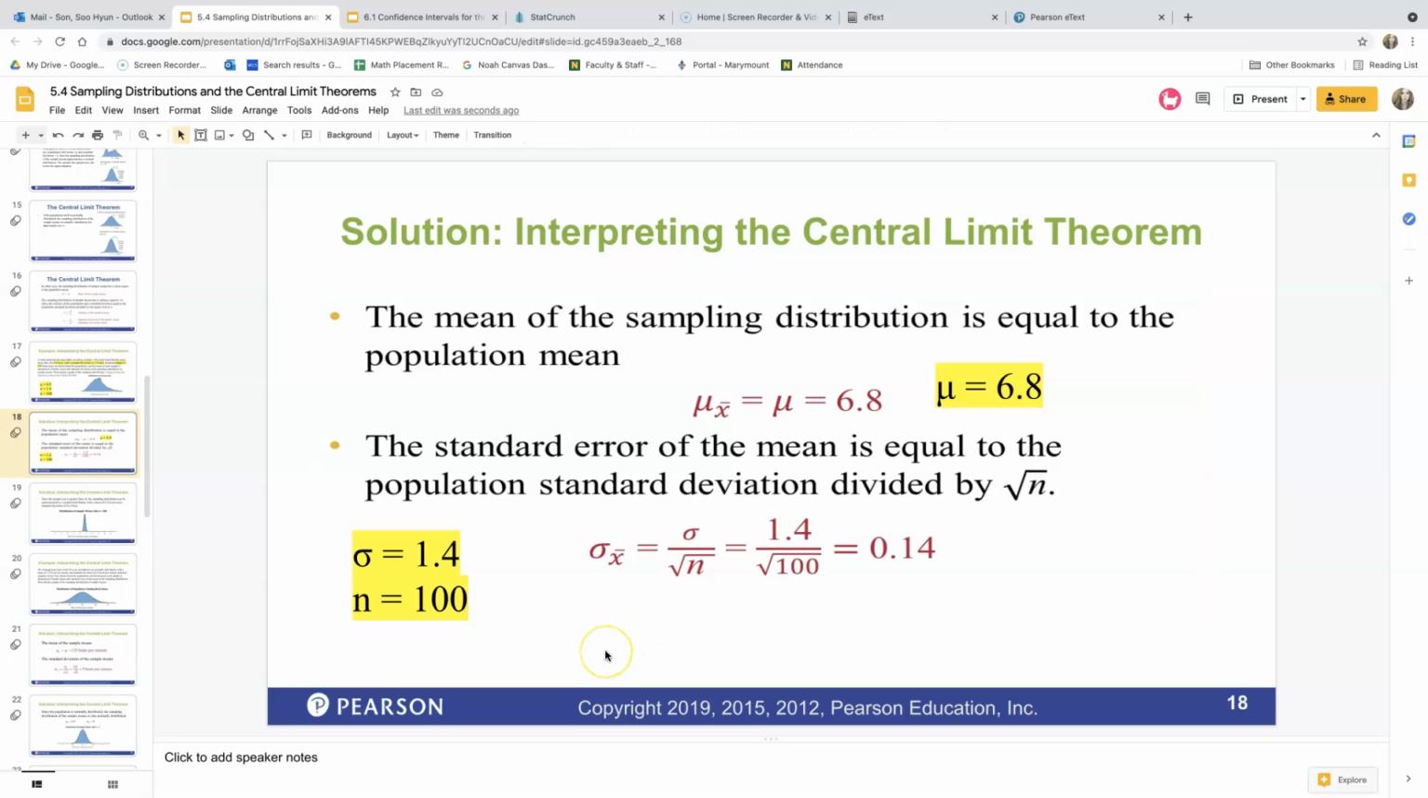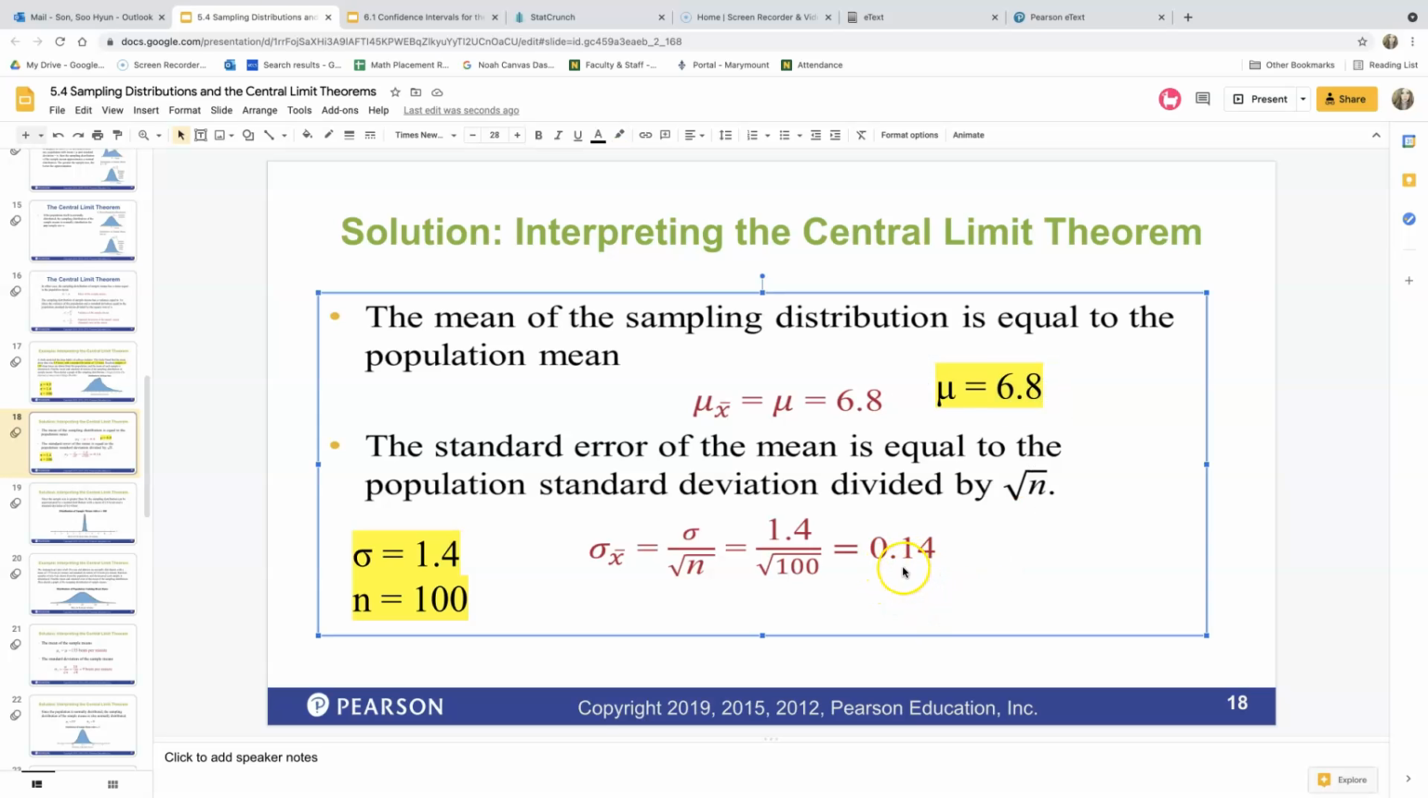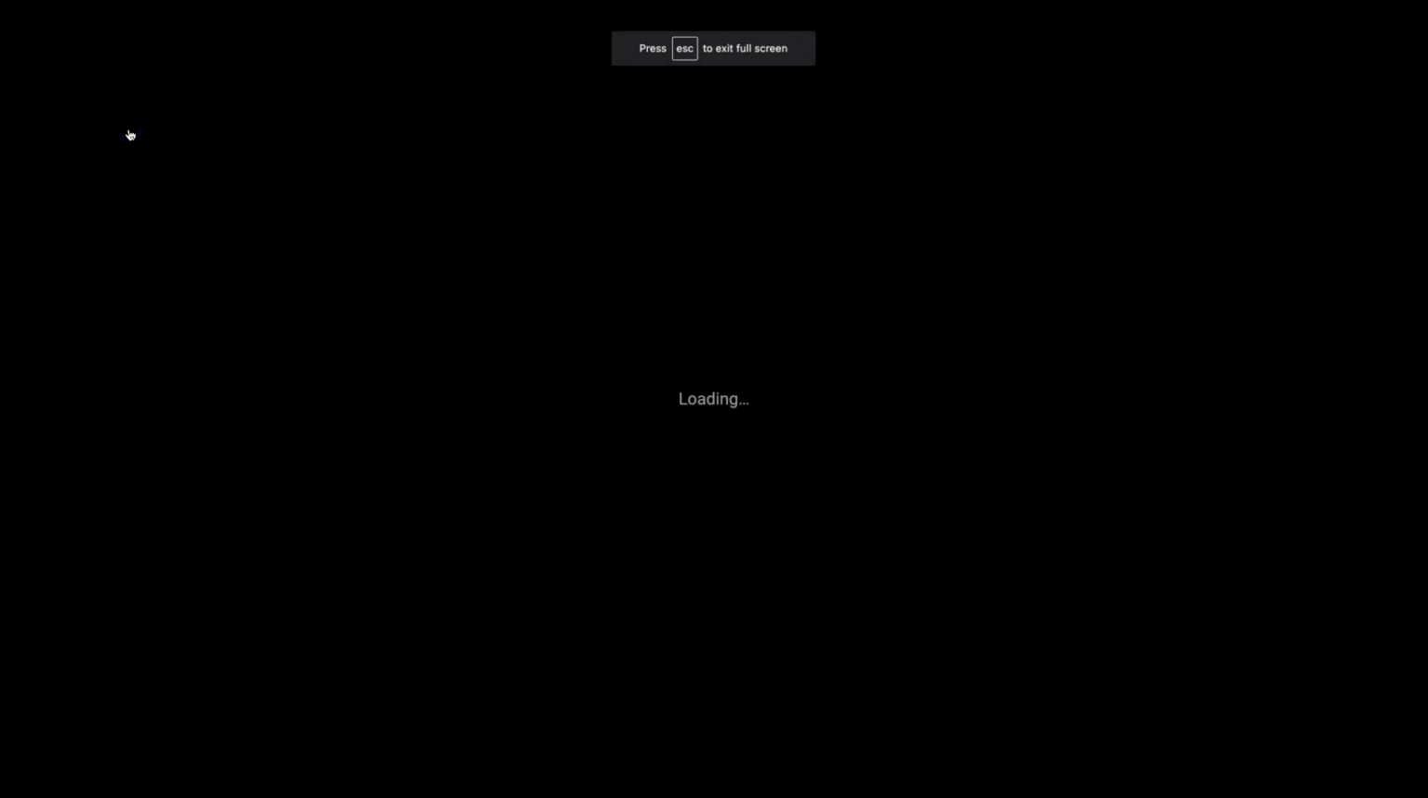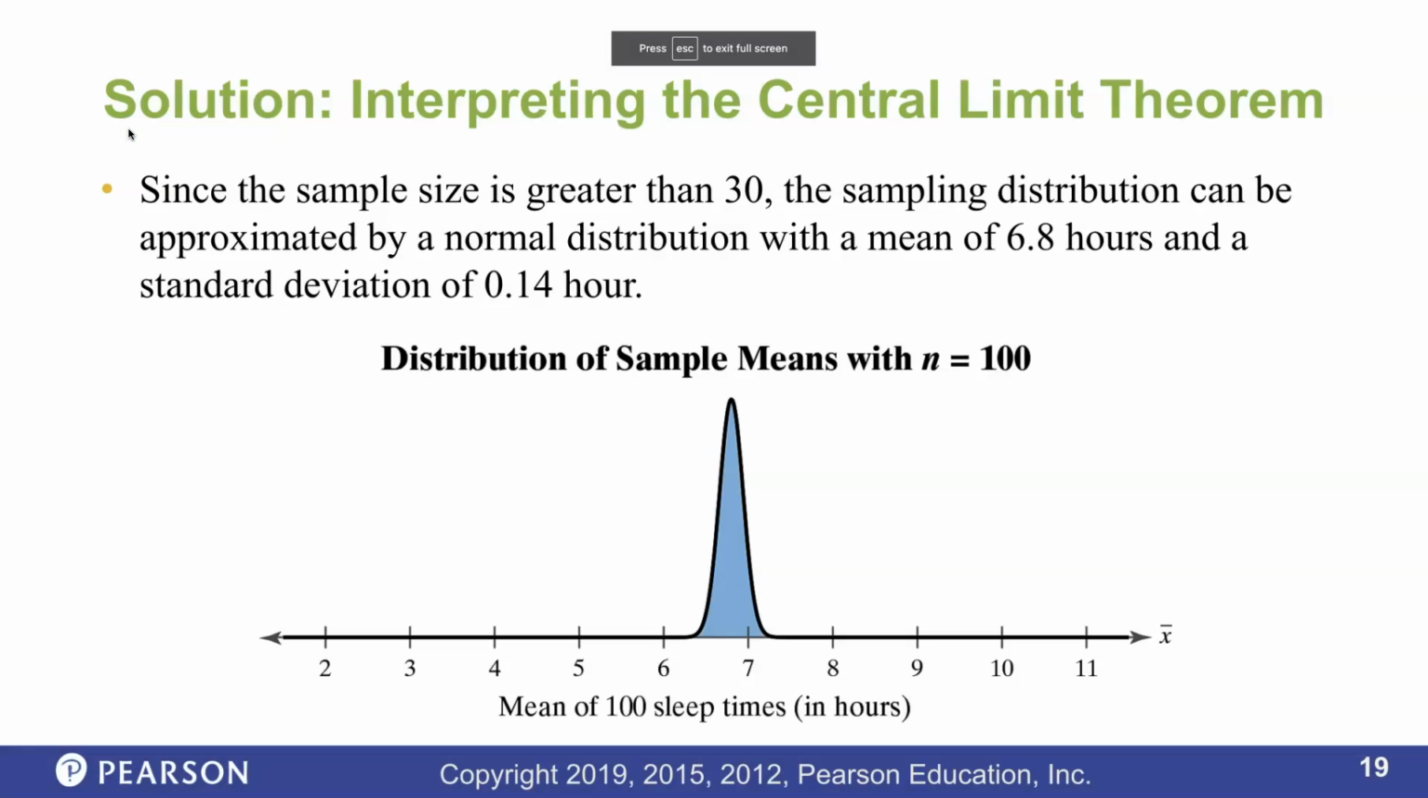So let's go ahead and sketch this. We're going to put this 6.8 in the middle because that's the mean. And we're going to go up or down by a unit of 0.14 because that is a standard deviation. Okay, let's go to the next slide because we already have a picture of it. Here you go. So we plot that 6.8 in the middle. And with that small standard deviation of 0.14, we go 1, 2, 3 to the right and 1, 2, 3 to the left. I wish this graph had those important points marked.